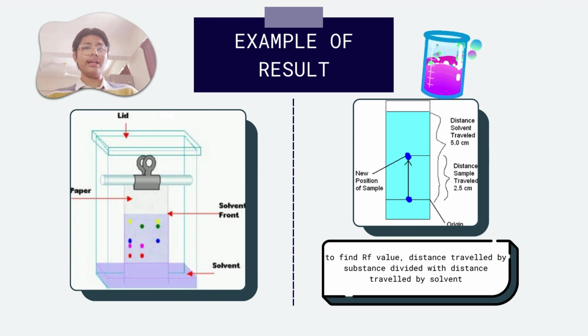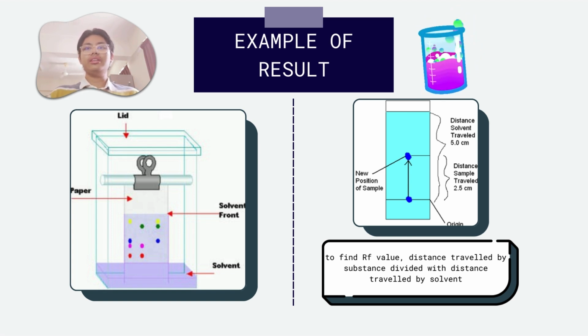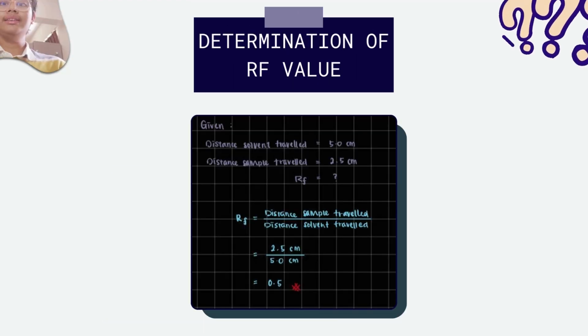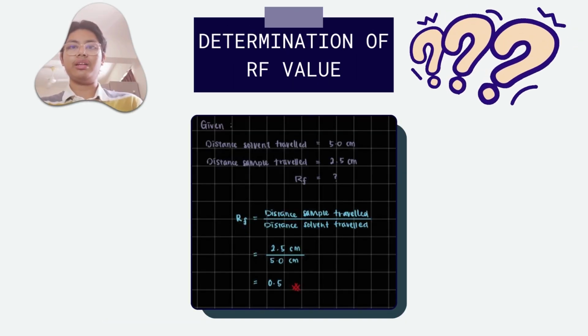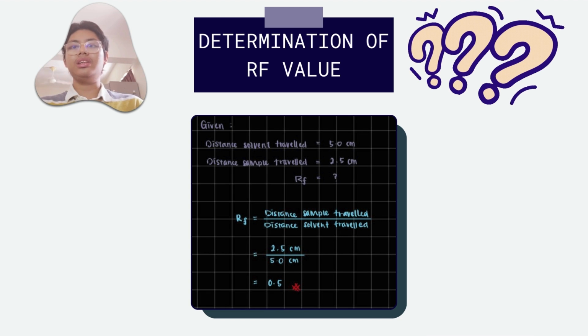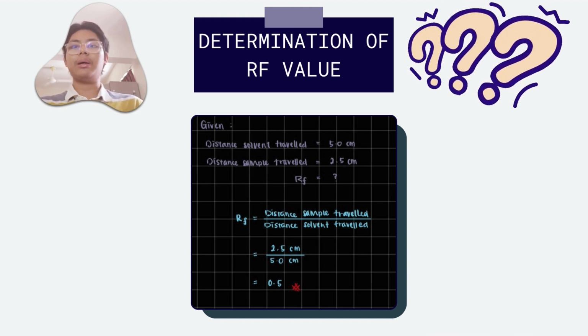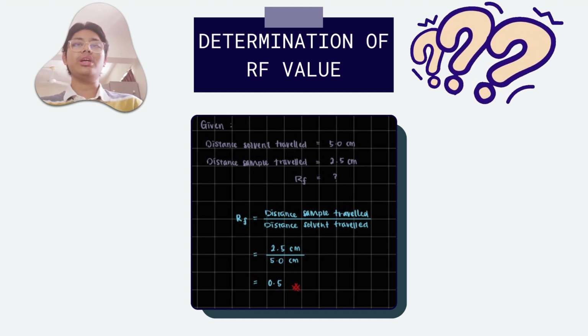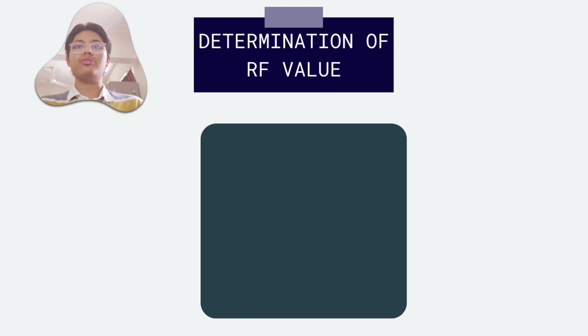Then what is the Rf value? The Rf value is a ratio between the distance the sample traveled and the distance the solvent traveled. So let's find the Rf value. The distance the solvent traveled is 5 cm and the distance the sample traveled is 2.5 cm. With this given information, now we can find the Rf value. How to find it then? With the formula: Rf value equals the distance of sample traveled over the distance of solvent traveled. By dividing the two, we can say that the Rf value is 0.5.